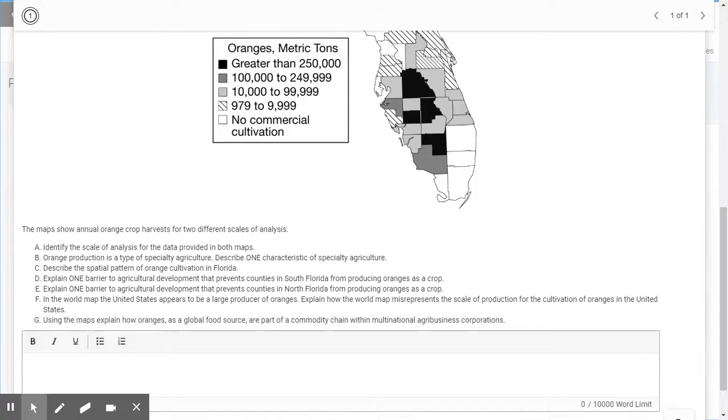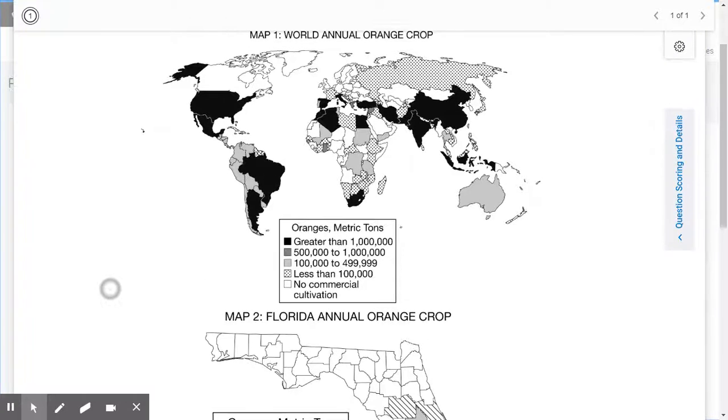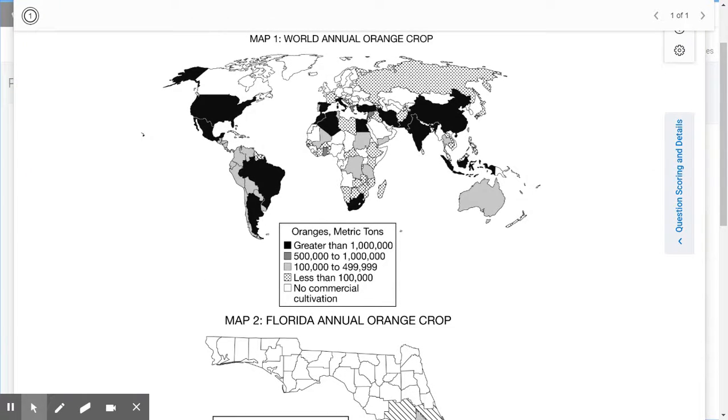All right, so question A, identify the scale of analysis for the data provided in both maps. It's just asking what types of maps are these. So map 1, I'm going to be scrolling up and down, so hopefully this doesn't give you motion sickness here. Map 1 is just a world map. All you have to say, I guess to word it, is map 1, which shows world annual orange crop production, is a good example of a world map and a country on a scale of analysis.